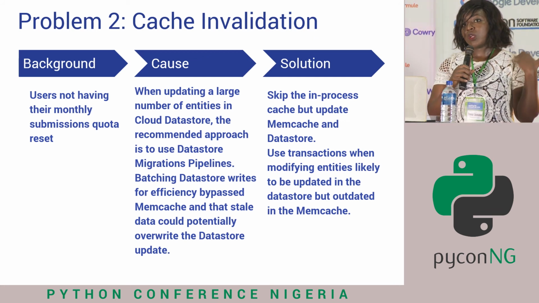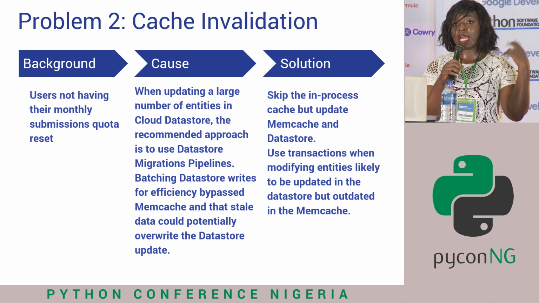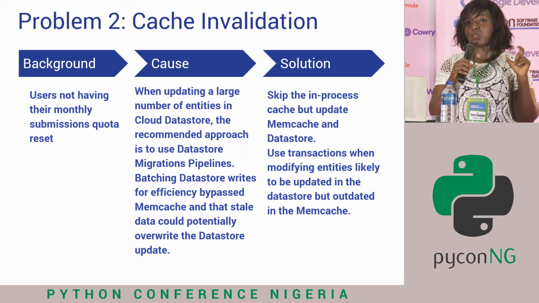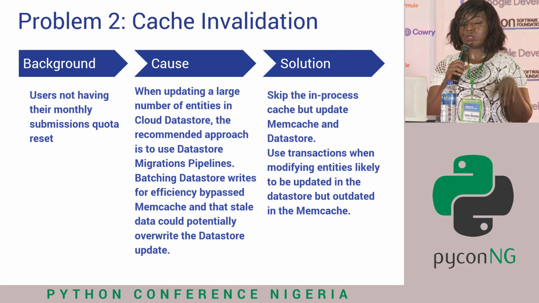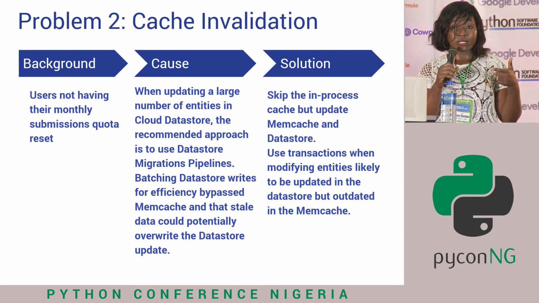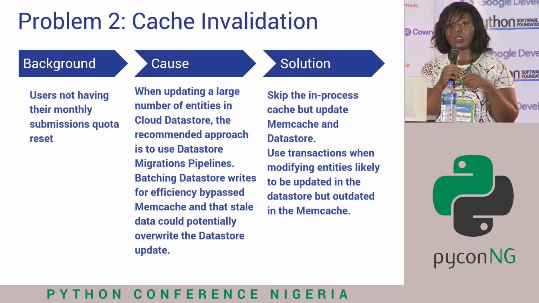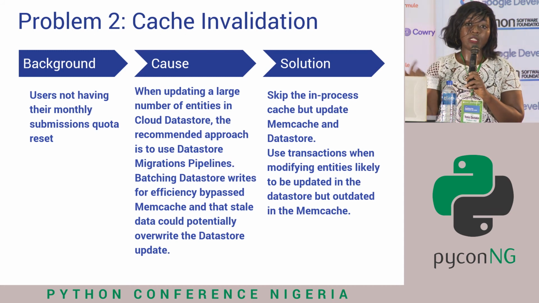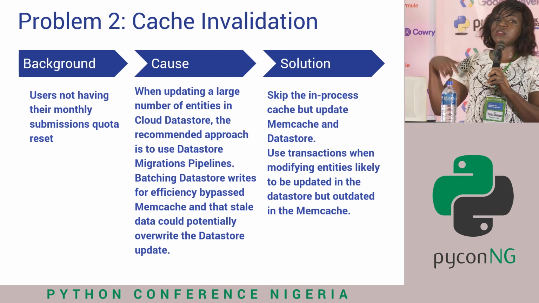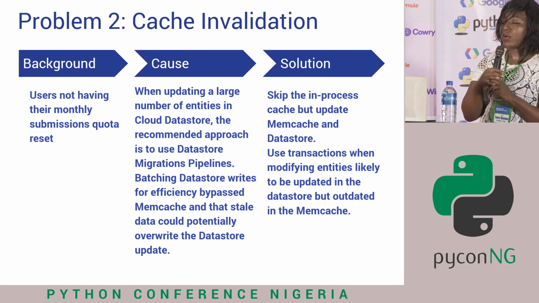Every user on our platform has a monthly subscription, and that subscription gives them an allotted quota to use. At the end of the month, the quota is reset. So let's say you have access to 1,000 submissions in a month; at the end of the month it is reset to 0, and we start the count again.